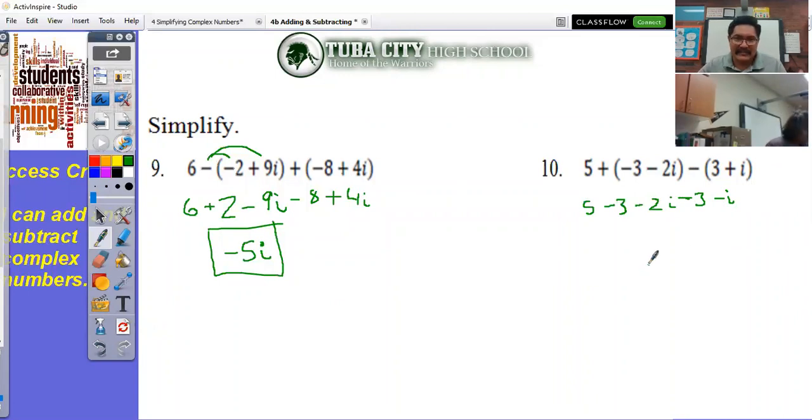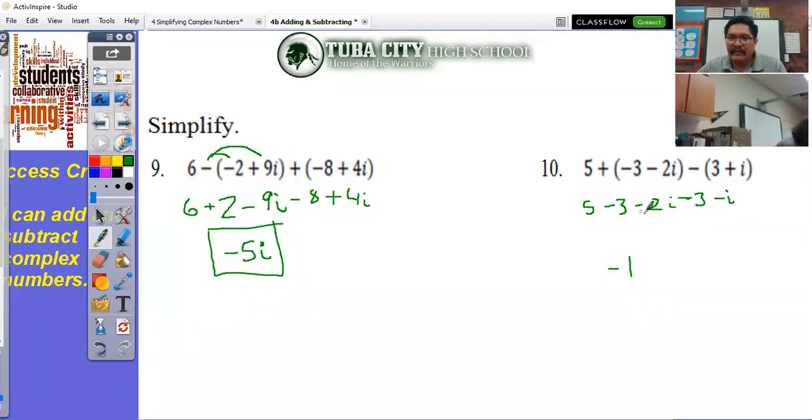Sometimes during normal classes, I'll make a mistake like this and see who catches it, because that's part of what you have to do. You have to look around and make sure you're doing things the right way. Anyway, let's go ahead and combine our like terms. So 5 minus 3 is 2. So 2 minus 3. I'm subtracting a bigger number than I started with, so 2 minus 3 is going to be negative 1.